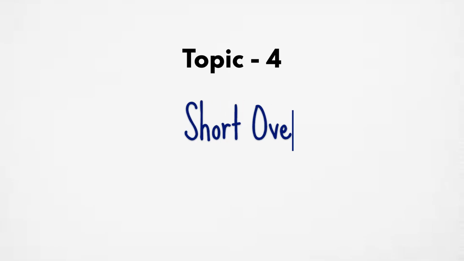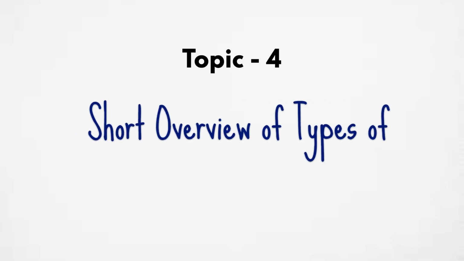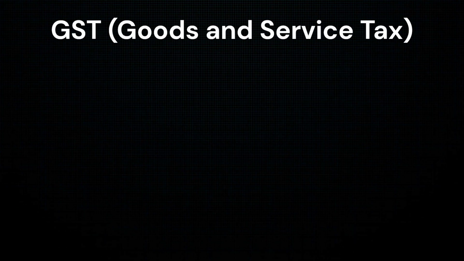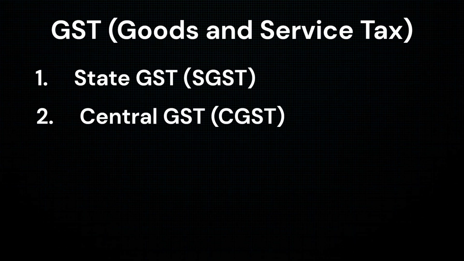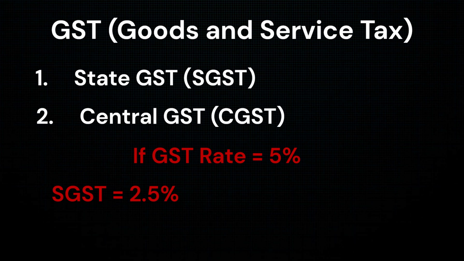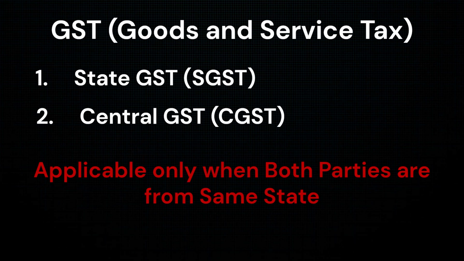Our fourth topic is a short overview of the types of GST. There are 3 types of GST. The first one is state GST, and the second is central GST. If GST rate is 5%, then 2.5% will be taxable as SGST, and rest of 2.5% will be taxable as CGST. SGST and CGST is only applicable when a business transaction happens within the state.